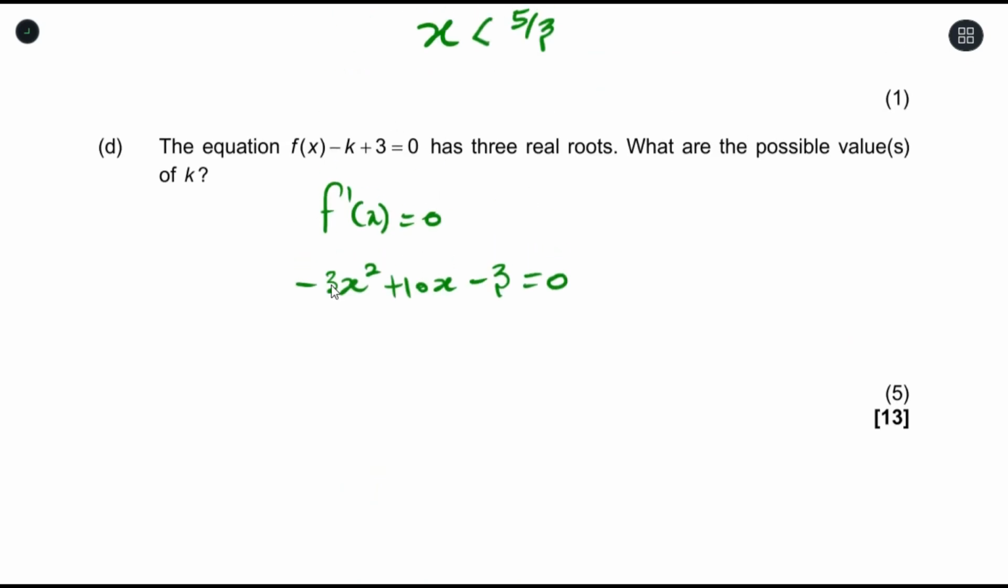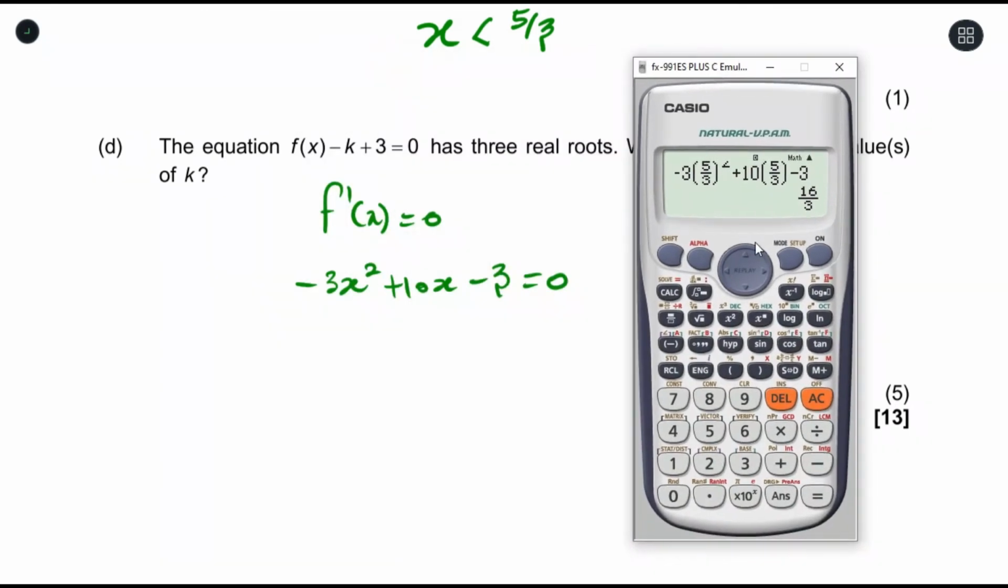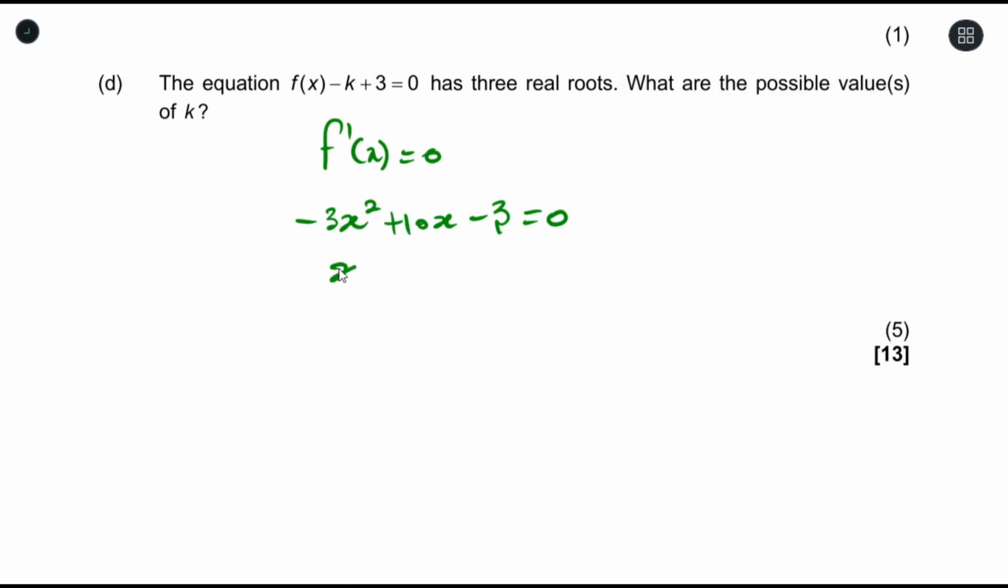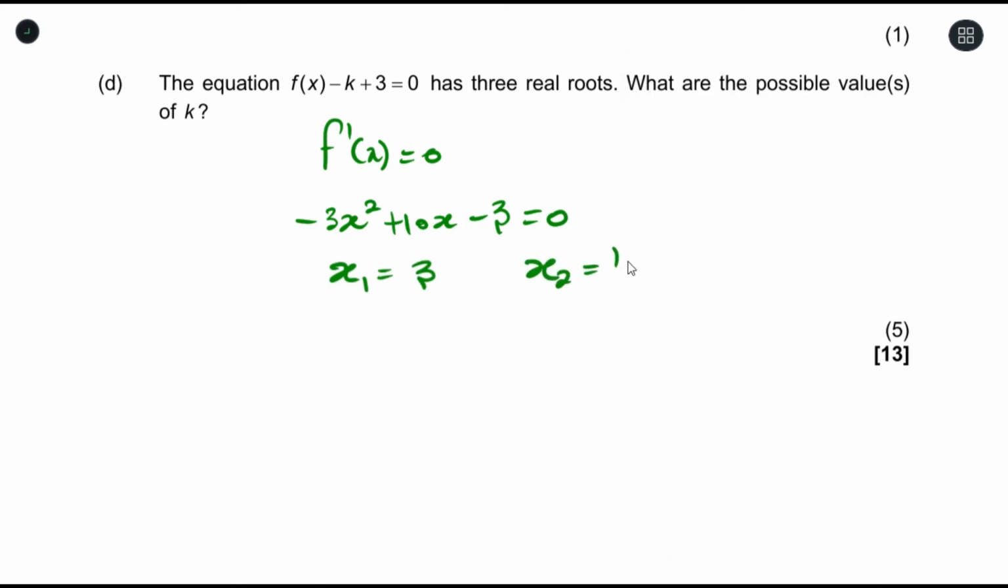Factorizing this, we're going to use our calculator, so that's a little bit faster. My calculator can factorize. I'm going to go to mode 5 and 3. So A is negative 3, B is positive 10, C is negative 3. Factorizing, you'll get the first turning point is x equals 3, while the second turning point is x equals 1 over 3.